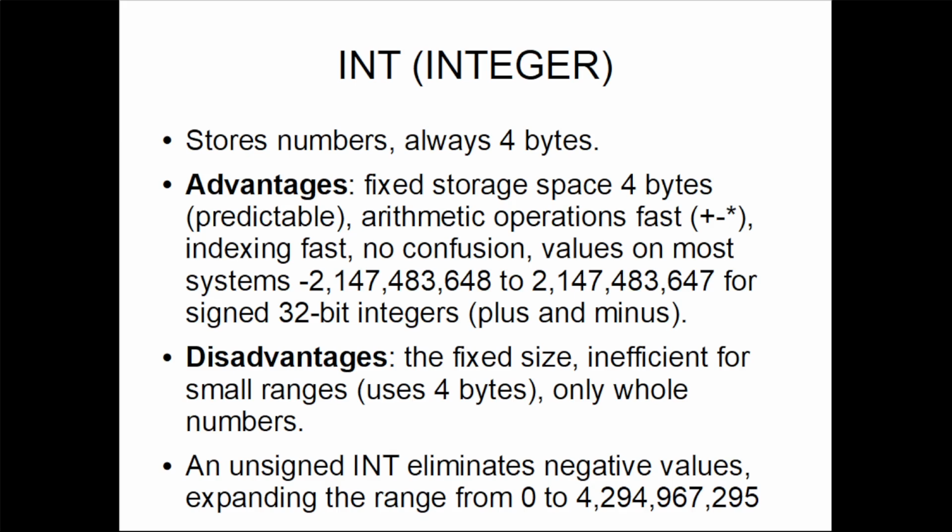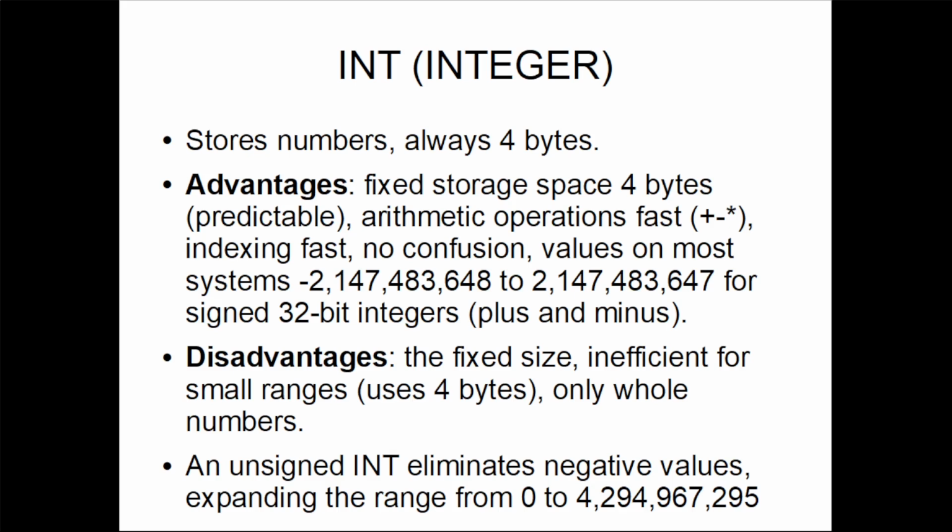One of the key advantages of using integer is its predictability. Since integer always uses 4 bytes, the storage space is fixed, and you can be sure of how much space it will take. Arithmetic operations like addition, subtraction, multiplication, and division are very fast with integer, making it ideal for calculations. Indexing is also quick because of the fixed size, which allows for efficient searching and retrieval of data. Another benefit is no confusion. Since integer only stores whole numbers, there is no need to worry about decimal points or rounding.